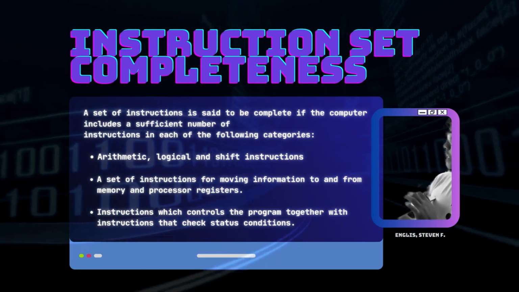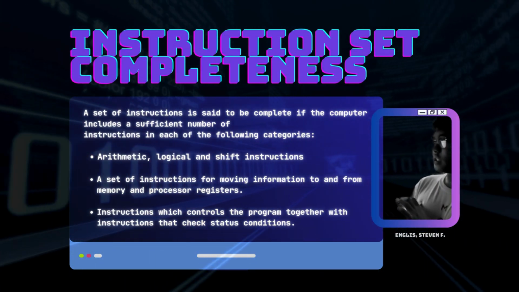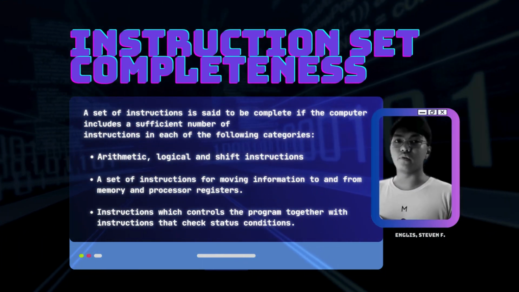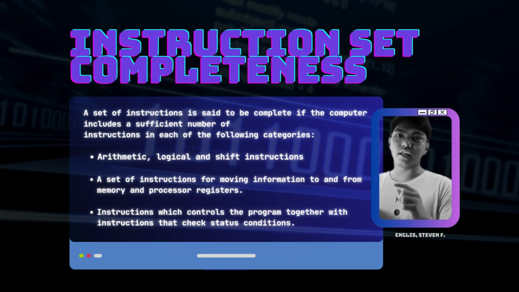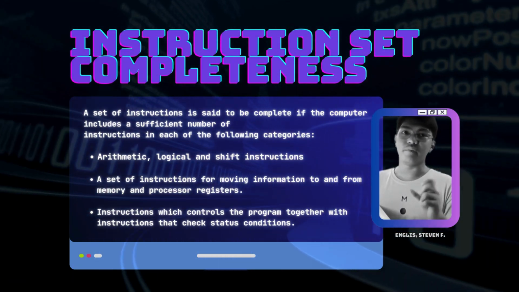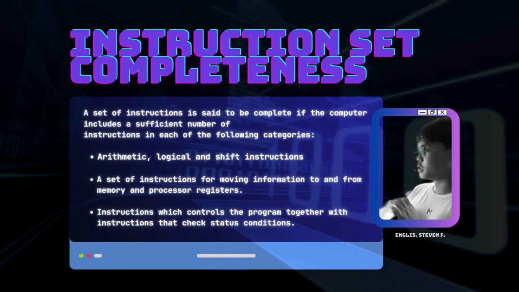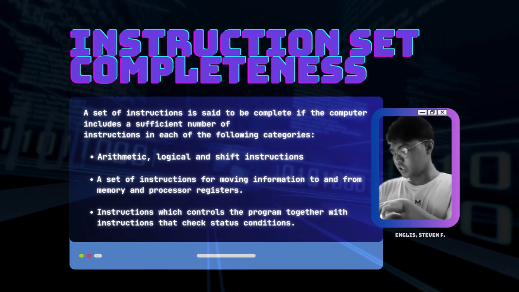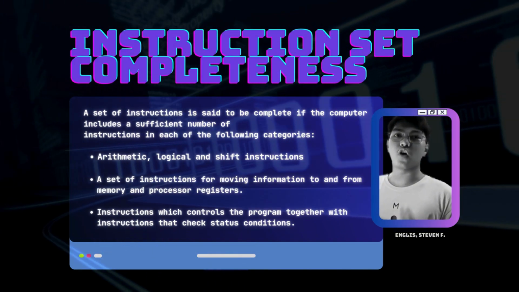So, sa number 2 naman, it's a set of instructions of moving information from the memory and processor registers. So, ito yung register type of memory na quickly nagta-transfer ng data at nag-i-store sa CPU. So, dito naman tayo sa pangatlo, instructions which control program together with instructions that check status conditions. So, dito naman, ito yung nagmo-modify at nagpapalit ng flow ng program na ginawa mo.